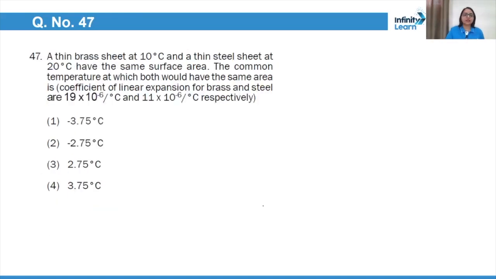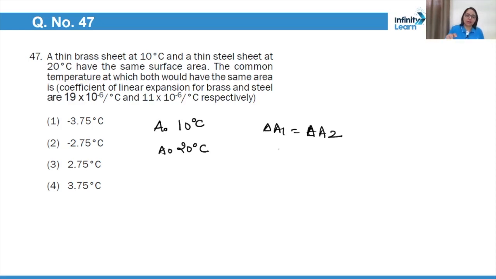Question number 47. We have a thin brass sheet at 10 degrees Celsius and a thin steel sheet at 20 degrees Celsius. They have the same surface area. Okay, initial surface area A0 is the same. The common temperature at which both would have the same area is? So after some change in temperature, we want the surface area to be the same. That means the expansion in the areas, delta A1, should be equal to delta A2, right?